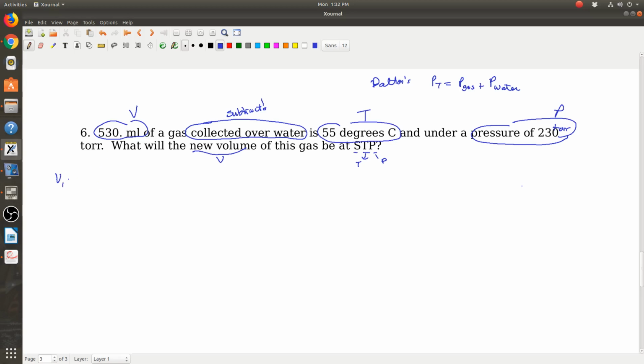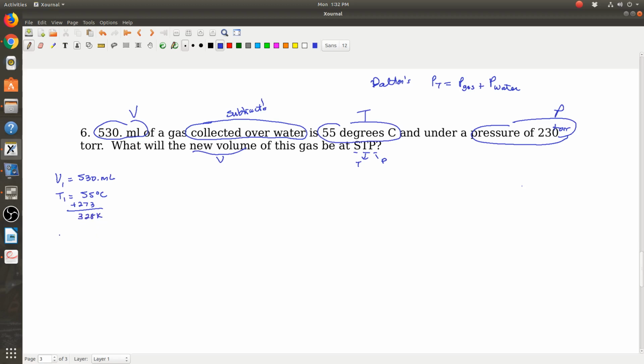A volume of 530 milliliters of a gas collected over water. Temperature is 55 degrees Celsius. Well, first thing we know, we've got to convert to kelvins. So 55 plus 273 is 328 kelvins.